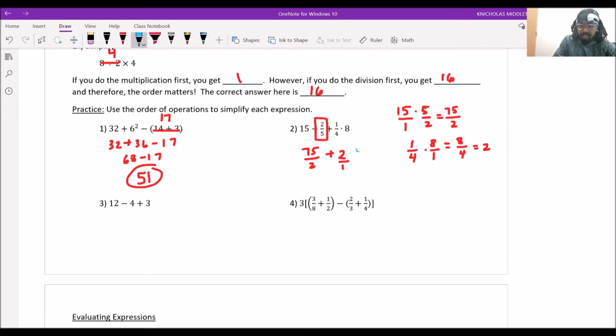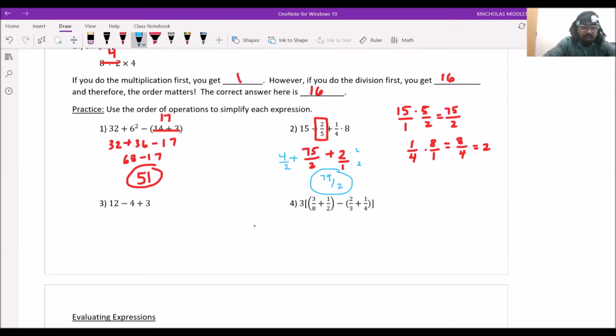So I have to multiply by what gives me the 2. And so that would make it 4 halves. So 75 plus 4, 79 halves. Okay, which is almost 40, it's like 39.5.